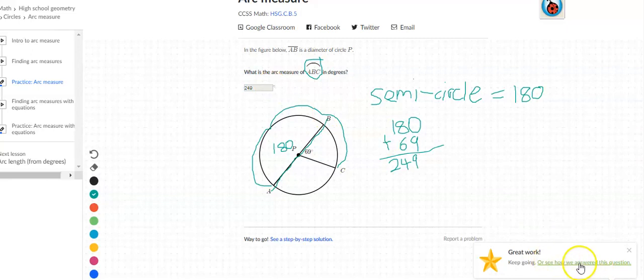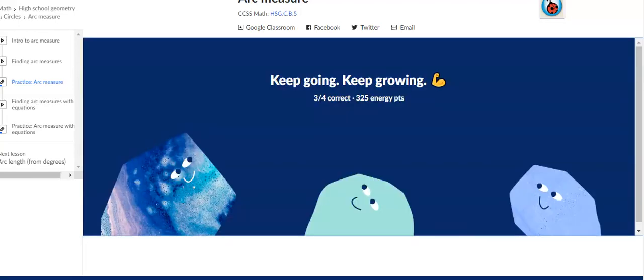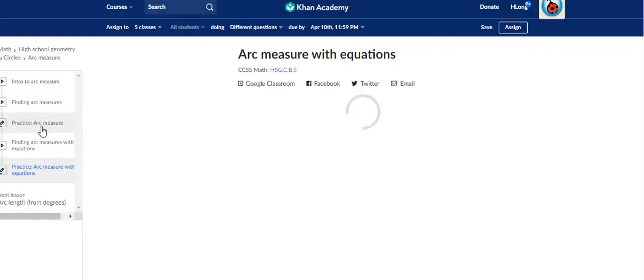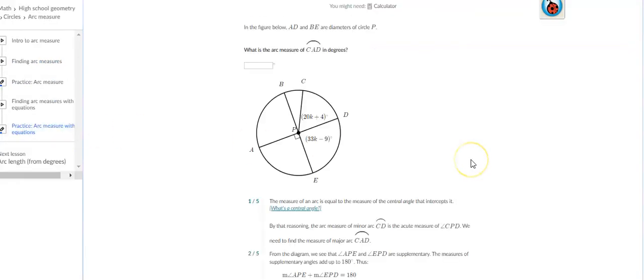Okay, and every time, even when you finish, it says you can see how they answered it, step-by-step solution. If you're kind of guessing, you can go back and see. Now I go to summary. It tells me I got 3 out of 4 correct, so I have the option of going back and trying it again, or if you feel pretty solid with this, you can go on to the practicing with equations. And so this is where you can watch the second video on how to do these if you want it. But it's the same thing. We're just setting up an equation, solving, and then plugging it in.